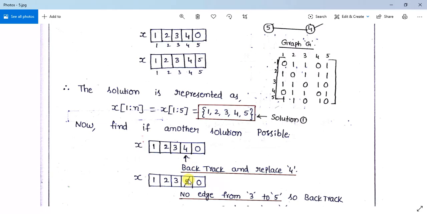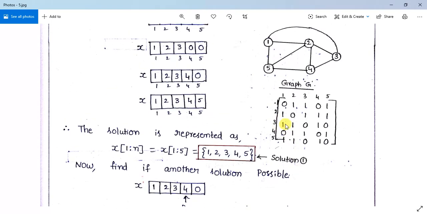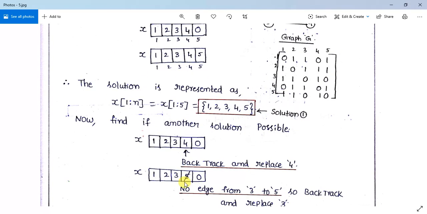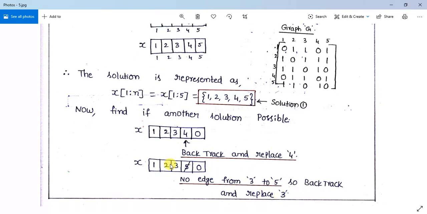You need to check is there any edge to the previous vertex. 3 to 5, is there any edge? 3 to 5? No, edge is not present. So that's why you should not put the fifth vertex in this box. No edge from 3 to 5, so backtrack and replace this one. So I need to visit back. Now I have to replace this value.